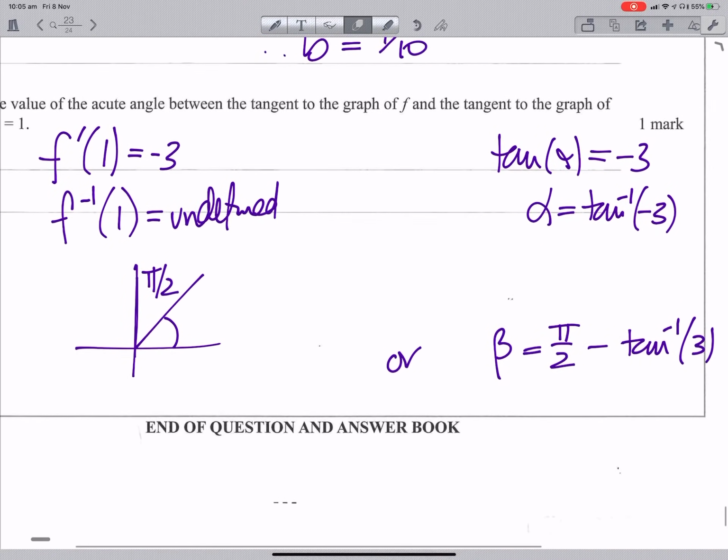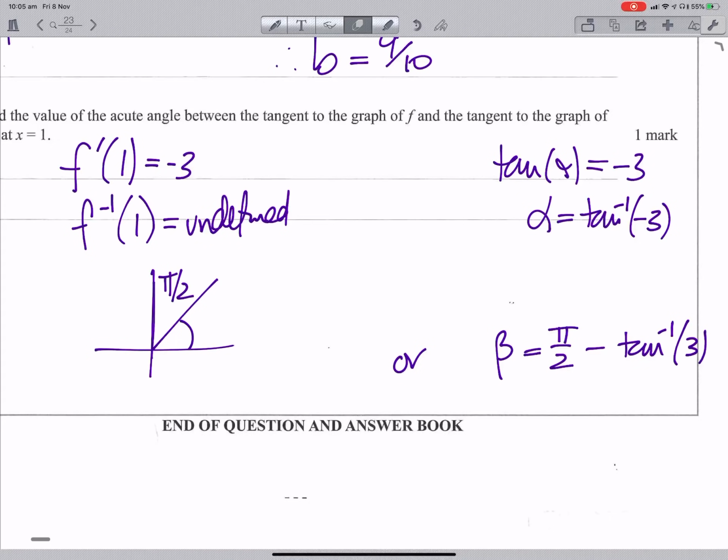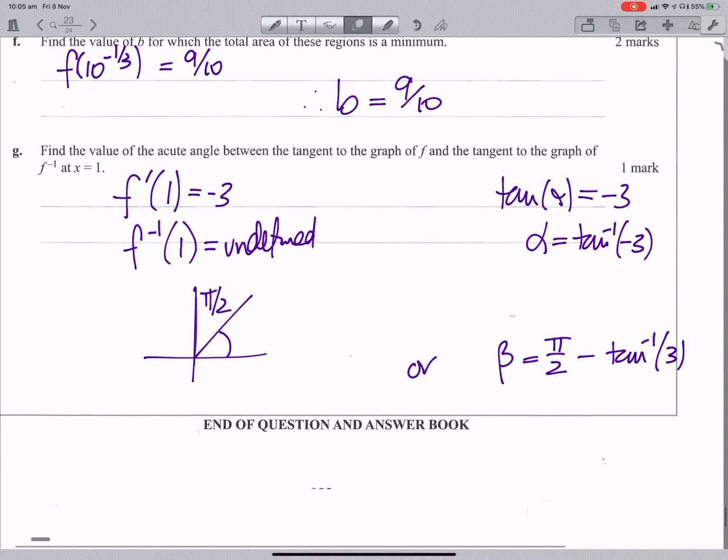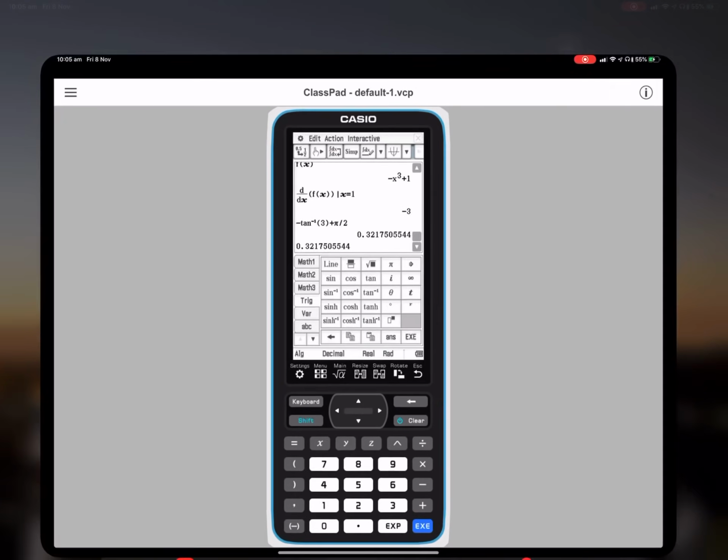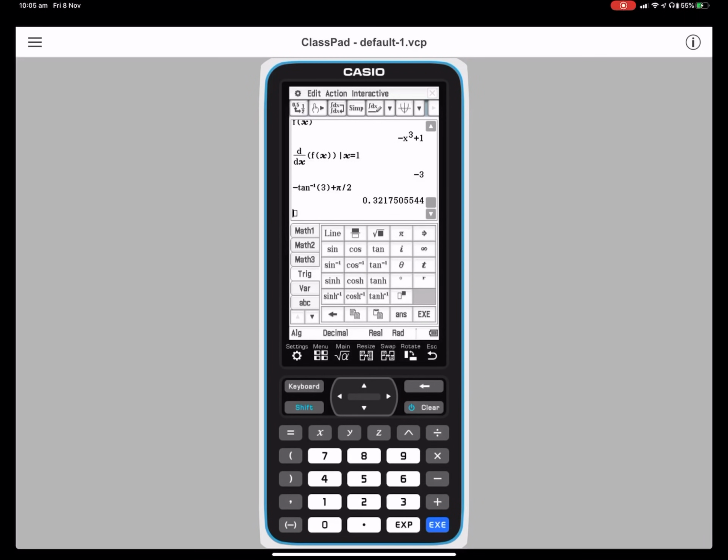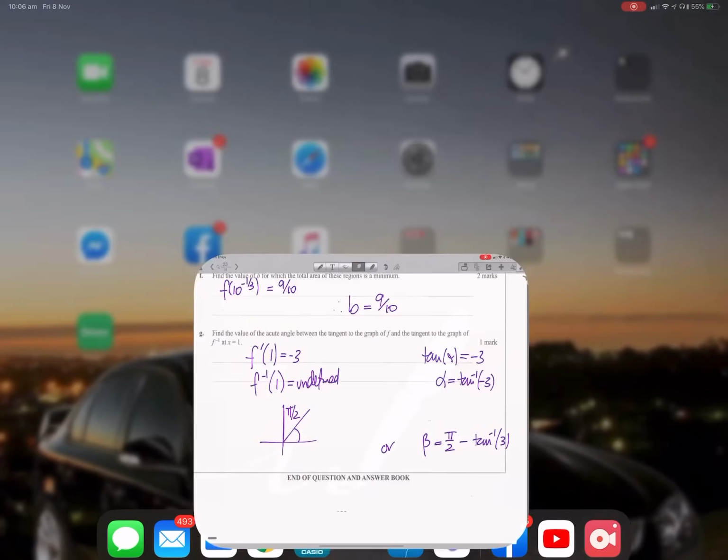I mean, in methods, in spec you don't, if we get that other answer, so pi on 2 minus tan inverse of -3, if we change that, times it by 180 over pi the other way around. The angle is not acute, so it's got to be the other one.